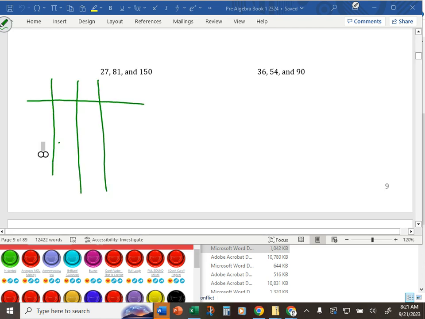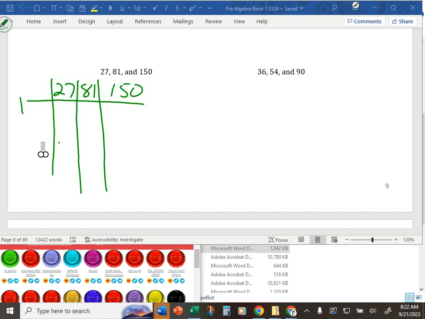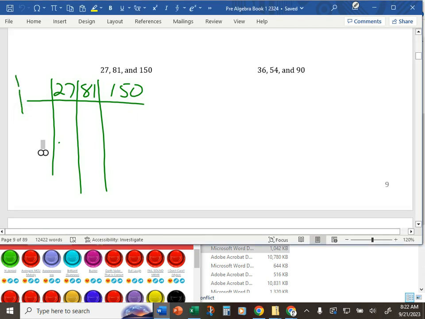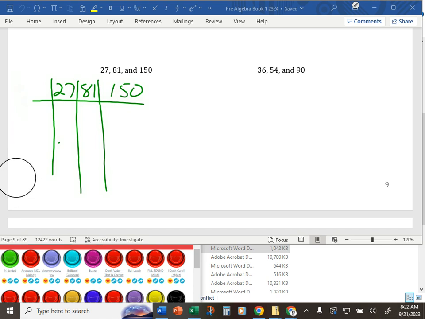And we've got three numbers here, so we need 27, 81, and 150. What is a common factor? It doesn't have to be the greatest common factor. What's just a common factor? Too much chatter over here. Common factor of 27, 81, and 150. What goes into all three of those? Amelia. 9.